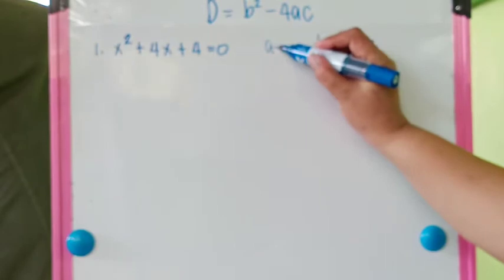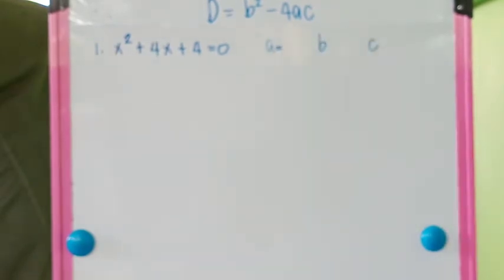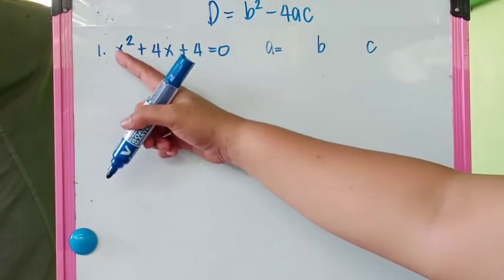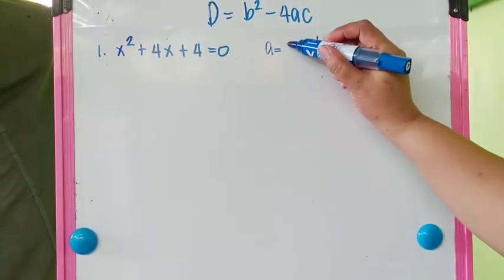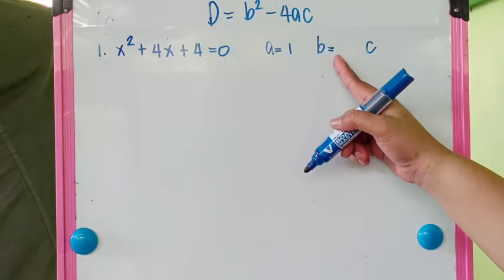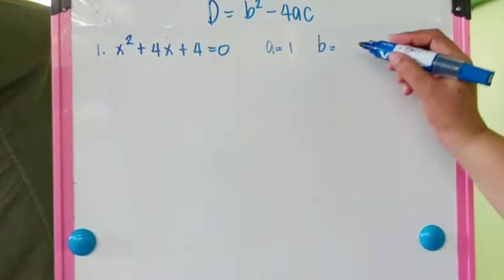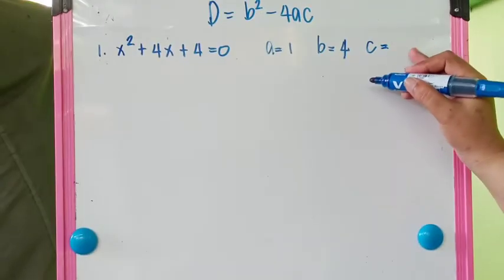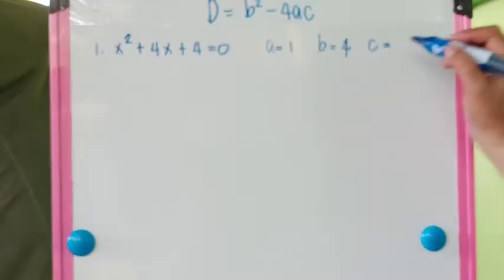So, a is the coefficient of the quadratic term. Dito, ang quadratic term is x squared. Pag walang nakasulat, that is understood na 1. And then, ang b naman is the coefficient of the linear term, which is 4. And then, c is the constant term. So, dito, it is 4.